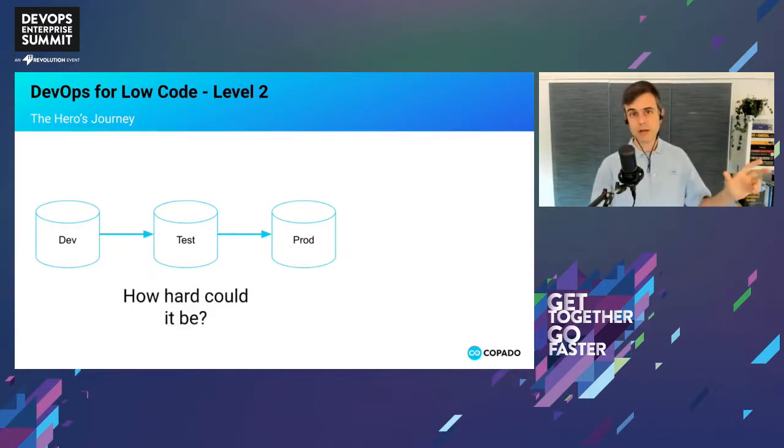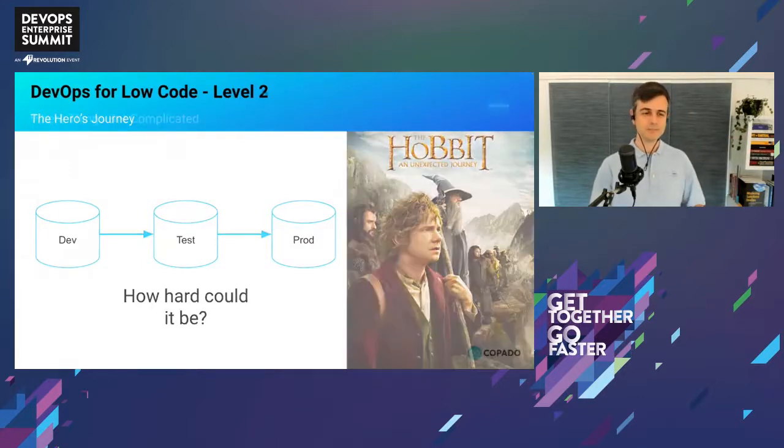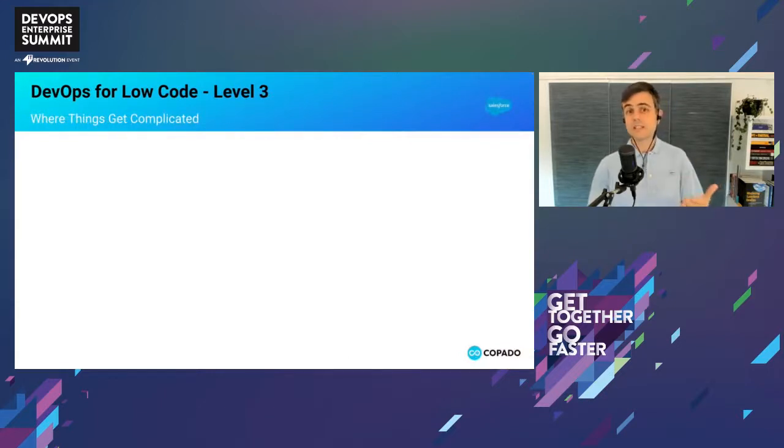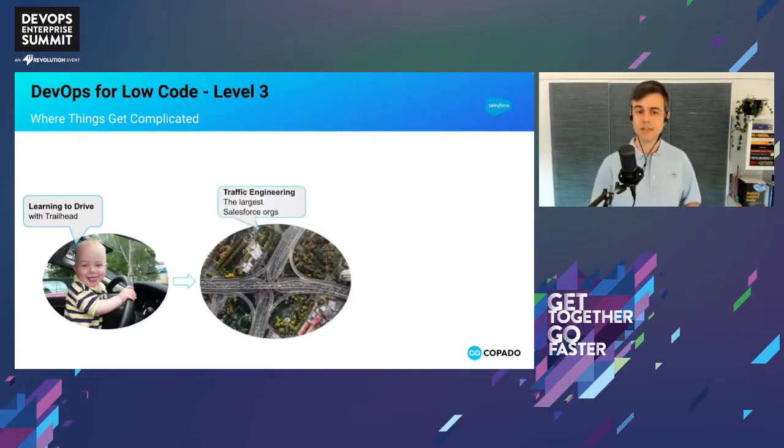So you embark on this journey. You've got dev, test, and production environments. How hard could it be? There's a big adventure lying in wait. This is where things start to get complicated in a different way. You have these new developers who are often relatively early in their skill development. They've learned on Trailhead. It's kind of like somebody who's learning to drive. But you get these large, complicated Salesforce environments, and what you need is more akin to traffic engineering. You need the ability to orchestrate and conduct changes at a high scale and high speed.